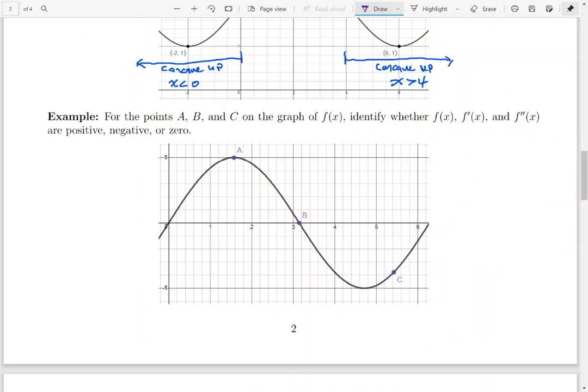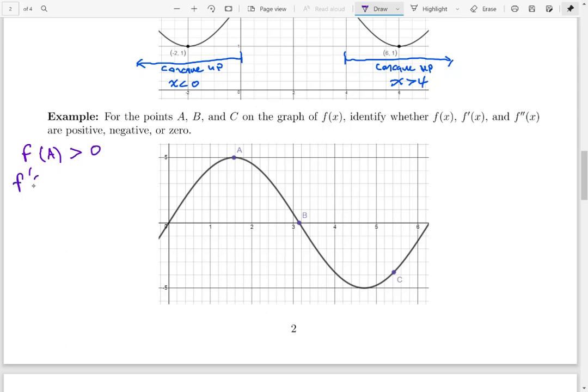Now let's consider the points on the graph a, b, and c. I want to look at each of these points and say whether the function value at that point is positive, negative, or 0, whether the first derivative at that point is positive, negative, or 0, and whether the second derivative at that point is positive, negative, or 0. I'm going to be a little abusive in my notation and say f of a, but what I really mean is take the x value for point a and plug it in. If I take the x value for a and ask what the value of the function is, it's obviously 5, therefore it's positive. Since we're really just answering positive, negative, or 0, we're good.